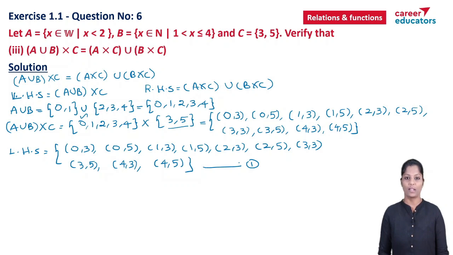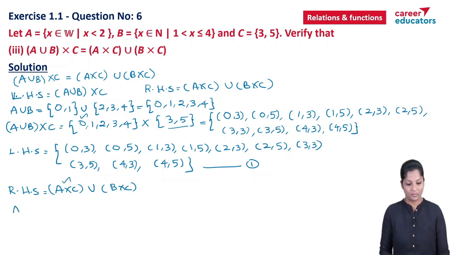Next, we have to find RHS. RHS equal to A cross C union B cross C. To find RHS, we have to find A cross C and B cross C. Then we have to combine all the elements of A cross C and B cross C. We have already found A cross C in the first subdivision. We'll write here A cross C equal to (0, 3), (0, 5).